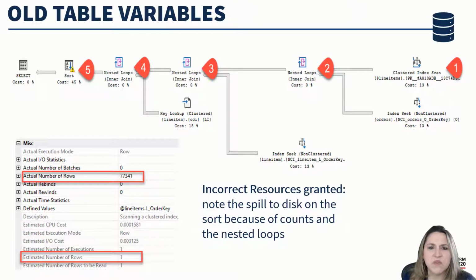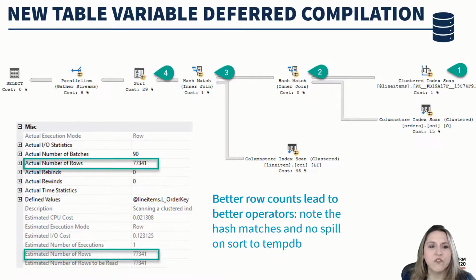Let's see how the new table variable deferred compilation fixes that for us. So here is the exact same query. Look at this. Number 1, I have my scan, and if I hover over that, I no longer have an estimated rows of 1. Look at that. It actually did a compile and decided to grab the actual number of rows, which is 77,000 here. They match. It's never not going to match. It's going to take those actual numbers.